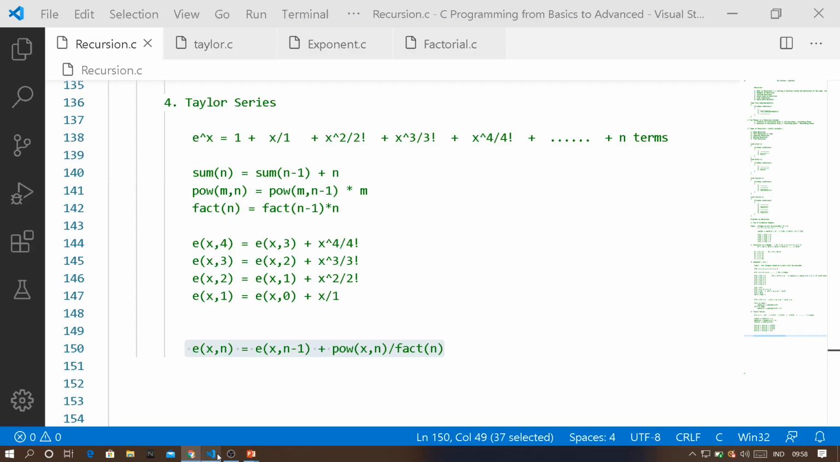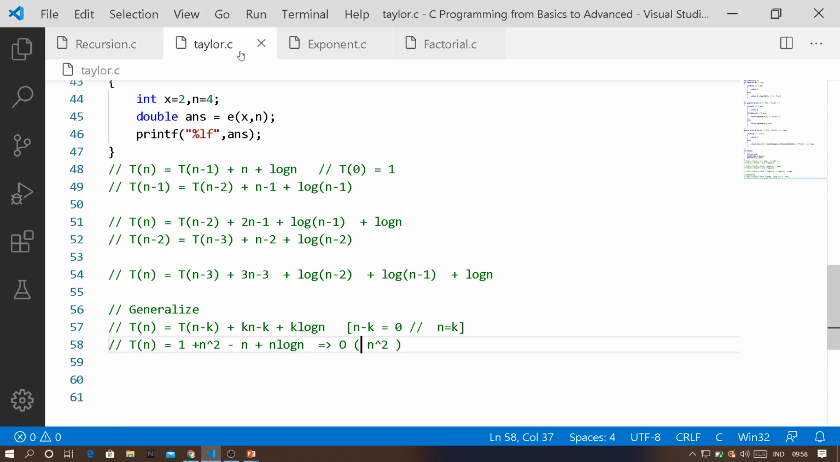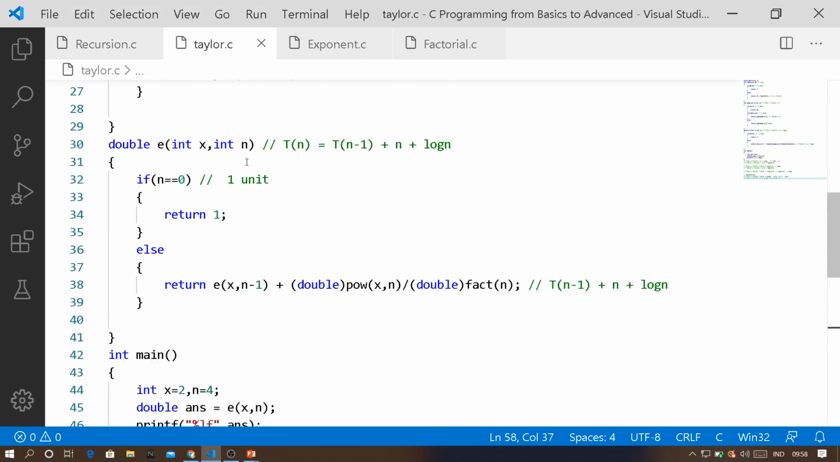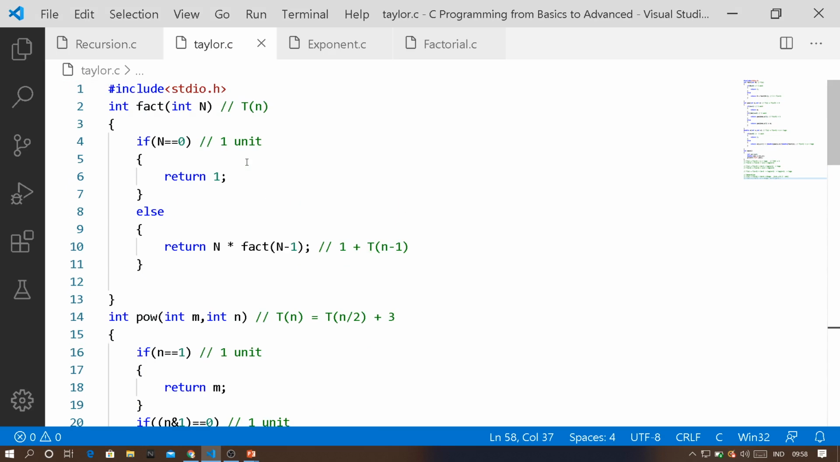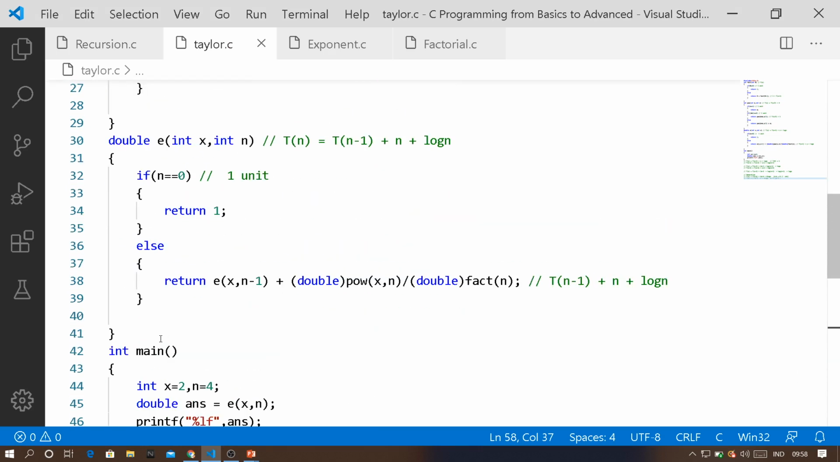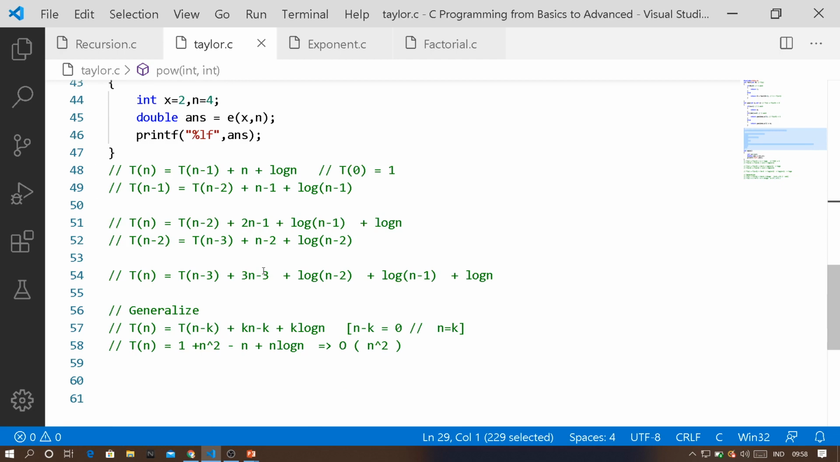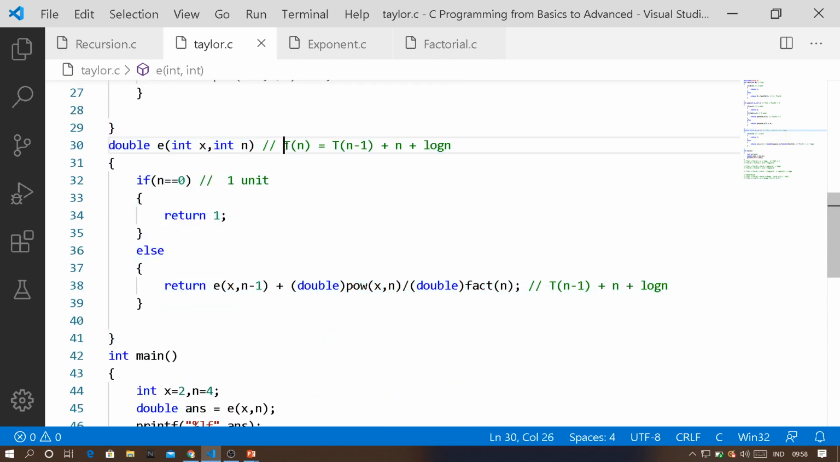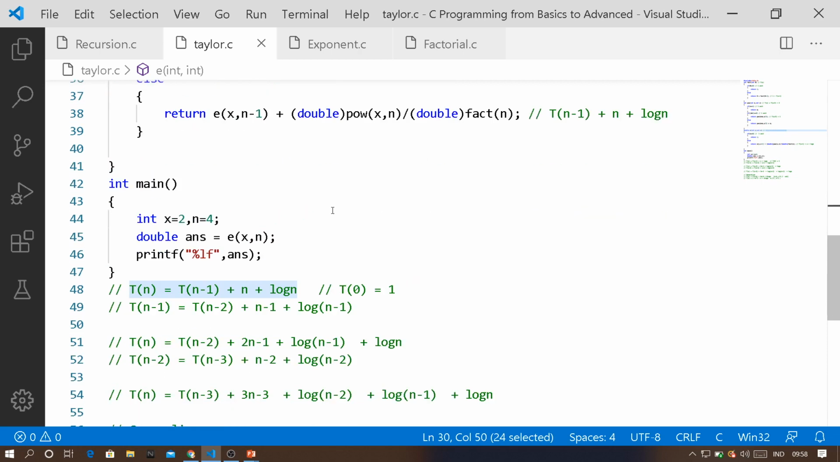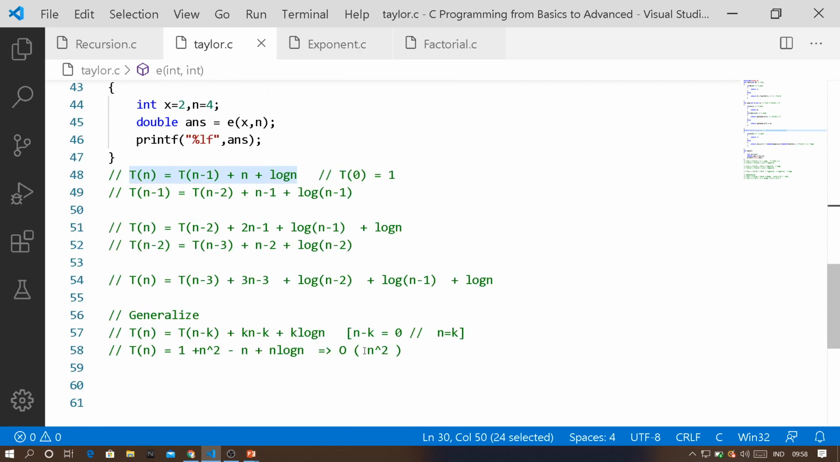We have also implemented this using the power function and factorial function. We wrote an exponential function here. After writing the exponential function, we wrote a recurrence relation and solved it, and we got the time complexity as order of n square.